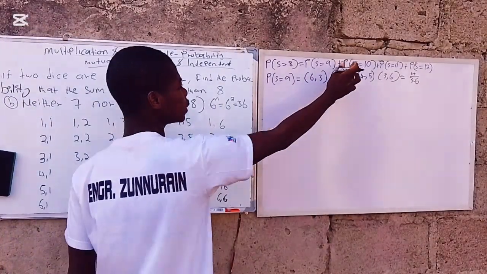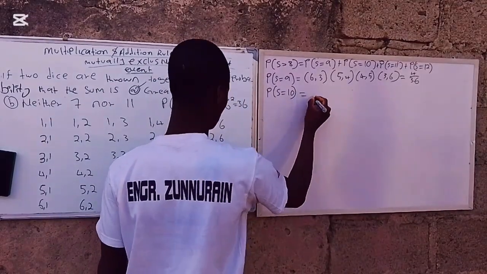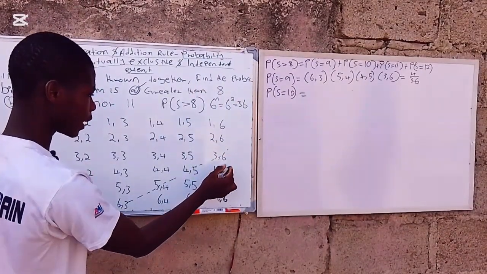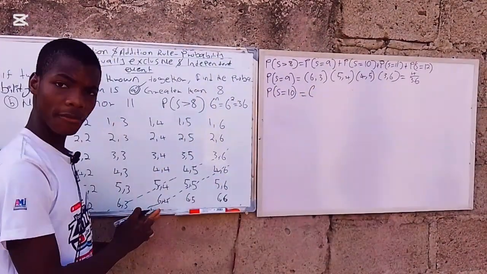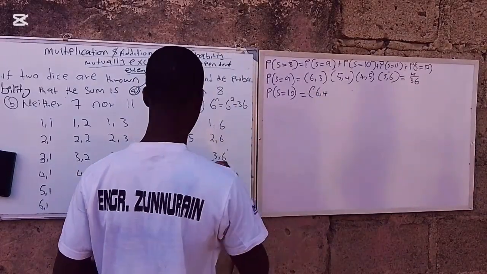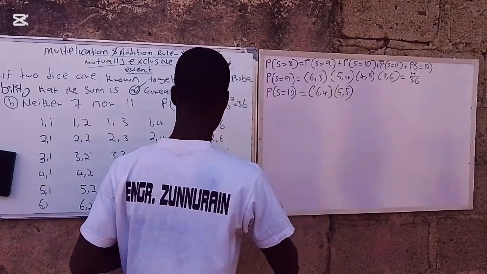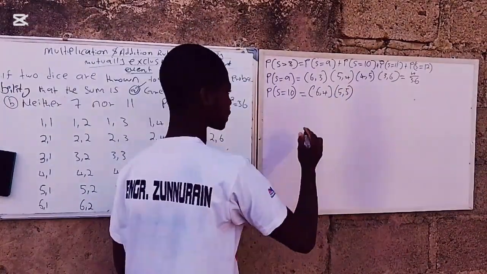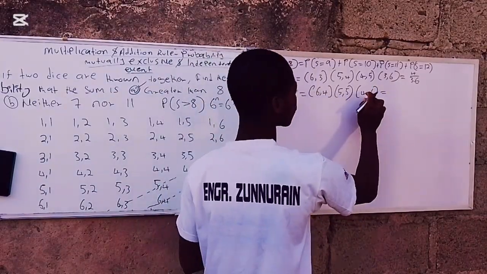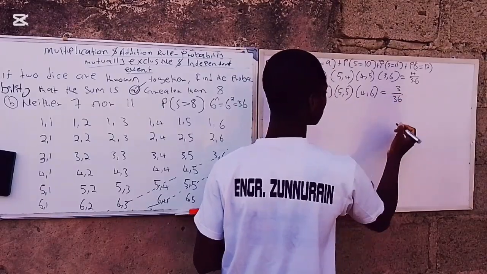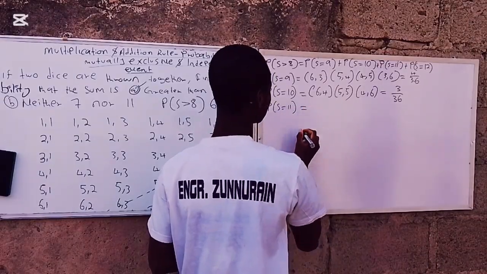The next thing is the probability of S equal to 10. If I say 6 plus 4, I'll get 10 here. So I have 6 and 4, 5 and 5, and 4 and 6. So what will be the probability? 1, 2, 3. So I will say 3 divided by the value of 36.